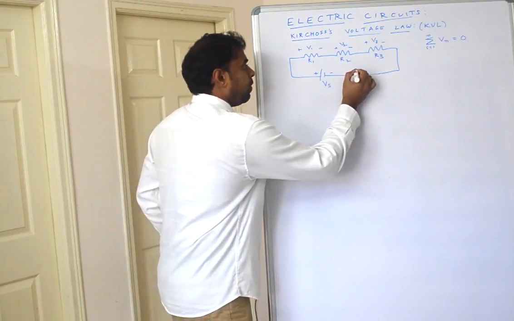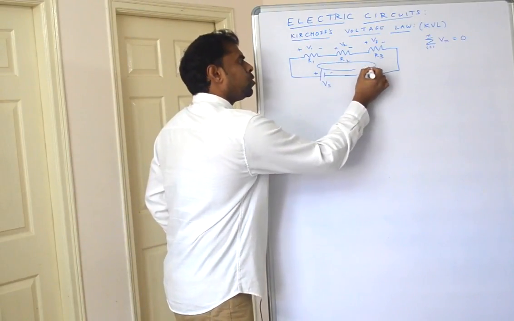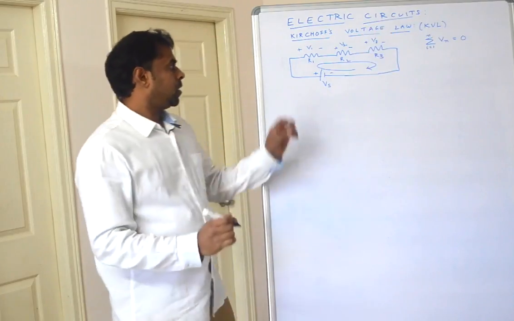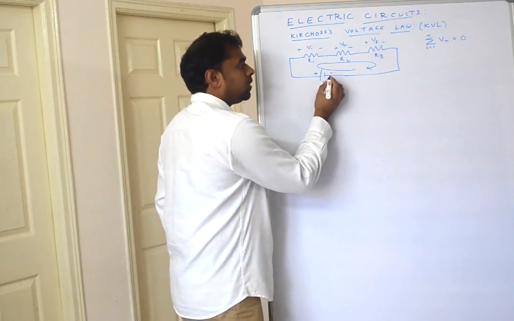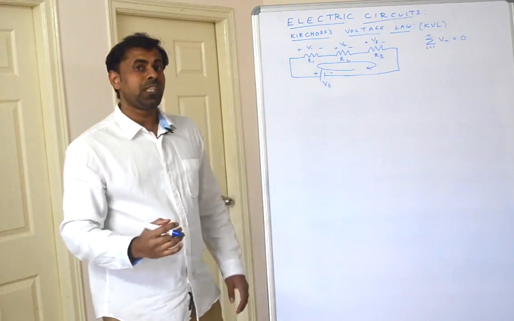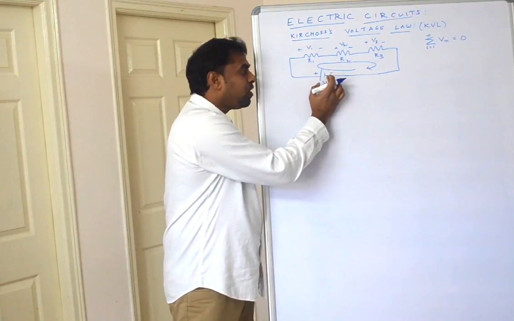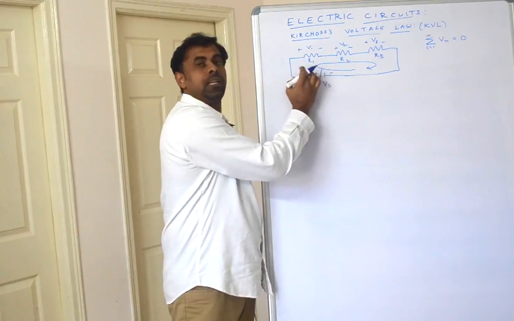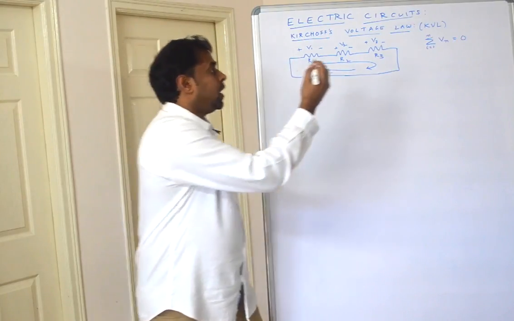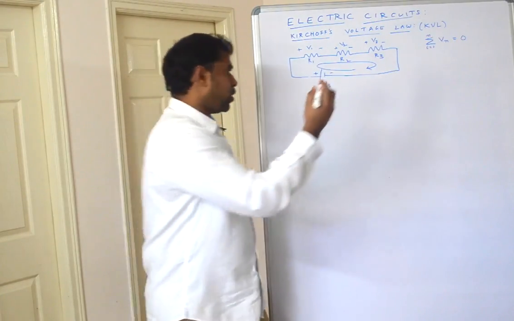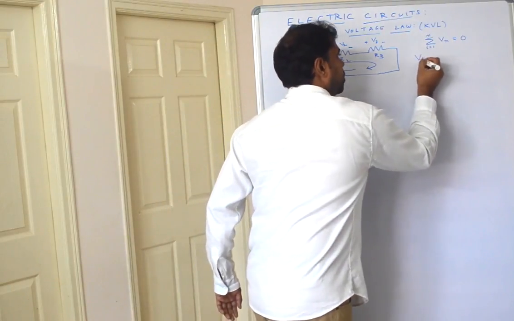When we traverse through a closed path, there are some elements, sources, where the voltage rises. That means when you are traversing, if you are moving from the negative to positive terminal, then it's a rise. Rising voltage, if you treat it as a positive one, then Vs is positive.